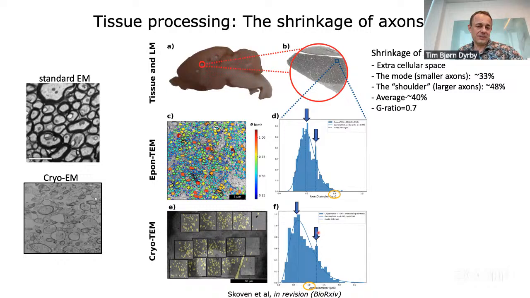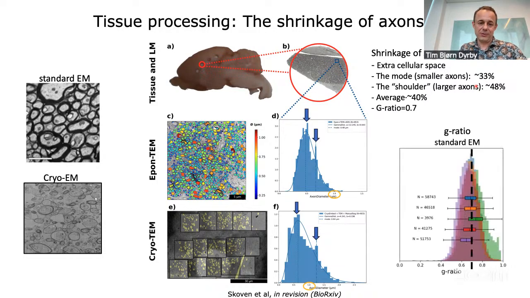What you see here is that this is massive, over 1 micrometer. So this shoulder is about 48% of shrinkage, and the small axons are around 33%. So this gives an average of about 40%, which is typically reported, but it's very broadly stated what people think of as shrinkage. It's from 0 up to about 40-50%. But it looks like axons shrink in different ways, smaller ones less than larger ones.